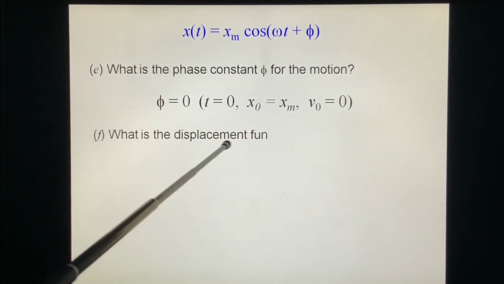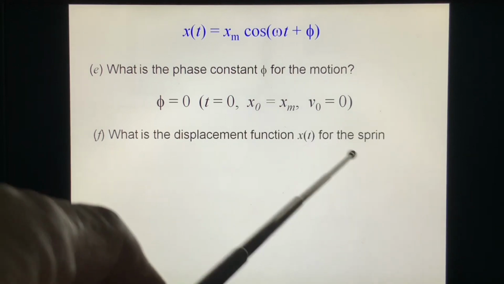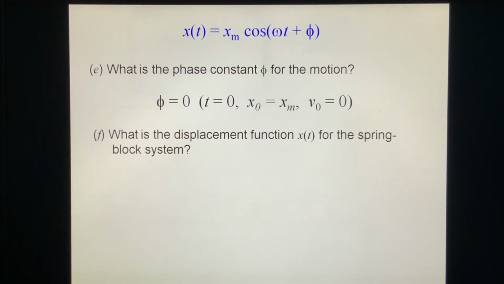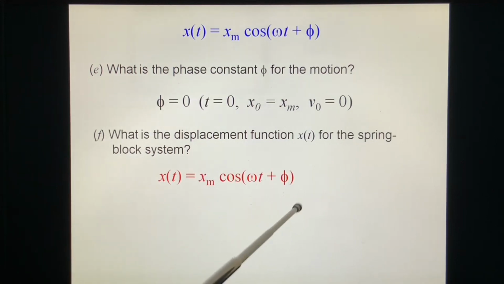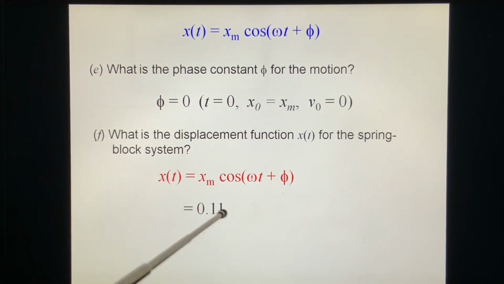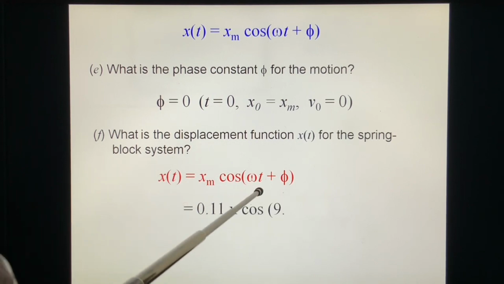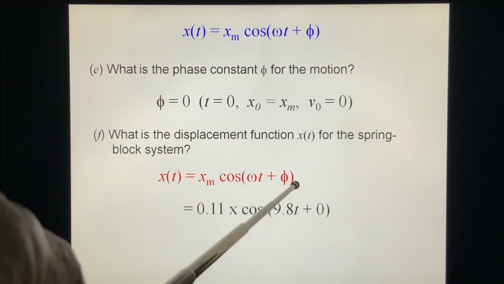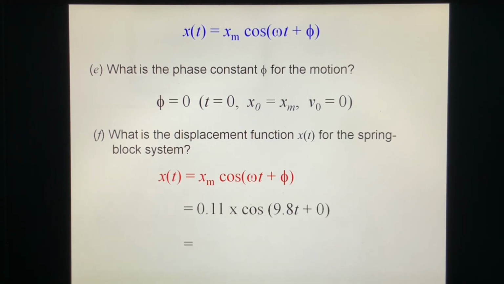What is the displacement function x(t) for the spring-block system? Then we find everything and put the numbers in. So this is one formula. We put xm 0.11 with omega 9.8 and phi 0. So we get x equals 0.11, the unit is meter, cosine 9.8 t, with t in seconds.